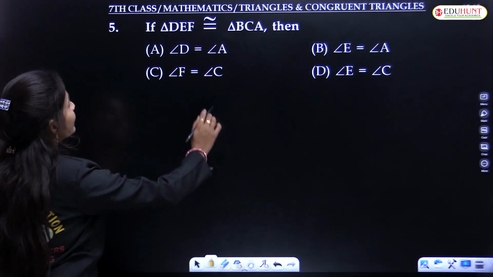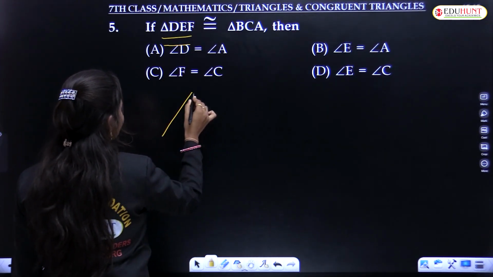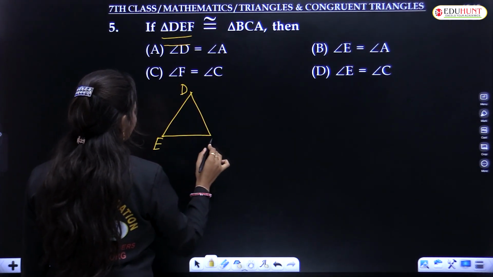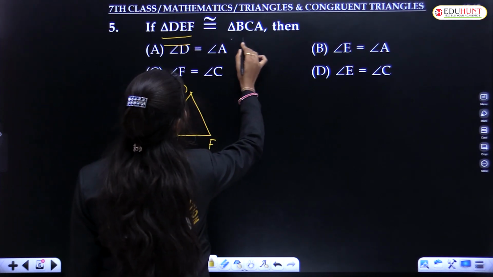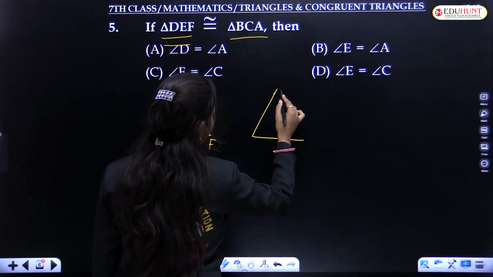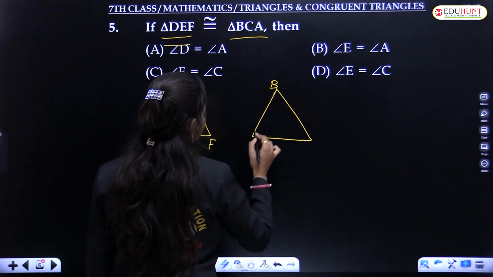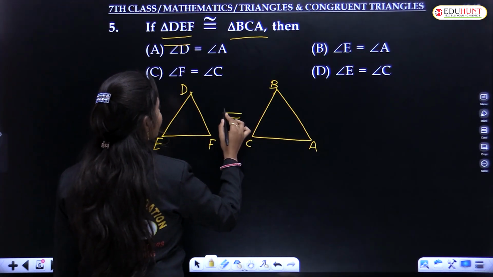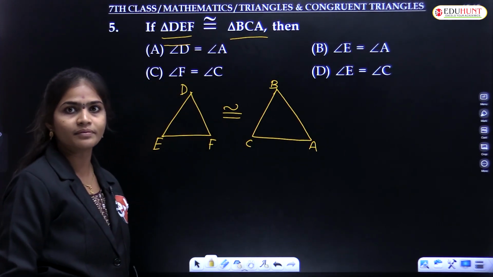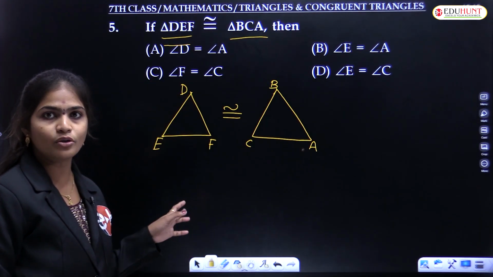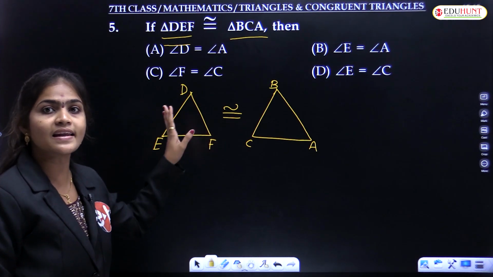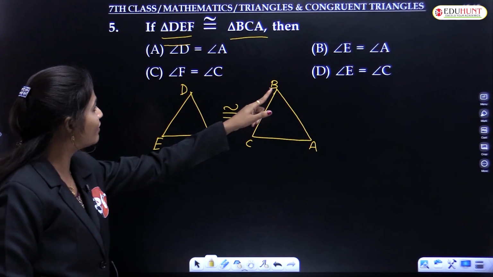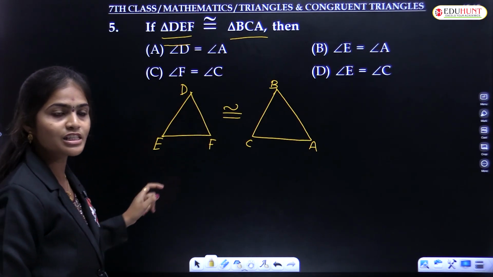Yes, see here. In triangle DEF, draw the triangle DEF. And here triangle BCA. In that question they have only given that those two are congruent. They are not asking whether these two are congruent or not. They have only given that these two triangles are congruent. Now what are the conditions? These two being congruent means all the corresponding angles are equal, no? So see the relation between the angles.